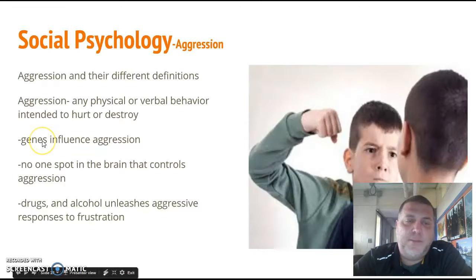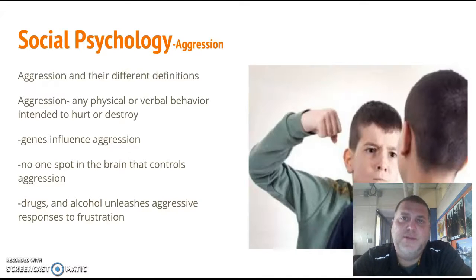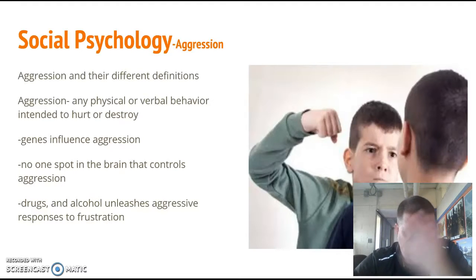You can have a genetic predisposition to aggression, so you can have that genetic code that says you are going to be a more aggressive person. There's not a single spot in the brain that controls aggression. Drugs and alcohol unleash aggressive responses to frustration. These can be little triggers and ease up the trigger for situations where you're a little bit more aggressive than you would be, because you don't have the frontal lobe sitting there telling you what you should or should not do.